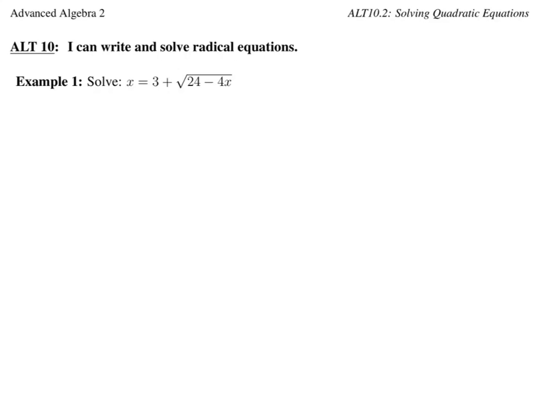Now, of course, radical is just a fancy word for some kind of square root-ish. It can mean cube roots and fourth roots and stuff, but for today, just square roots. Okay, so here we have our first example, and we're going to solve x equals 3 plus the square root of 24 minus 4x. Okay, so we're going to have to square it because of that square root thing.